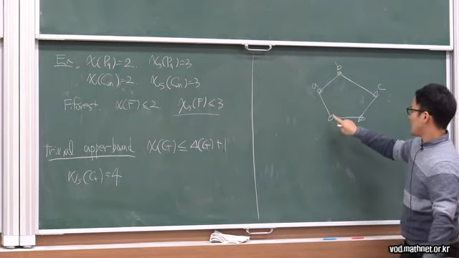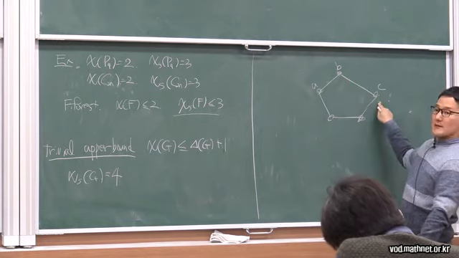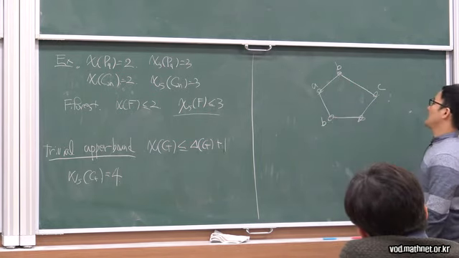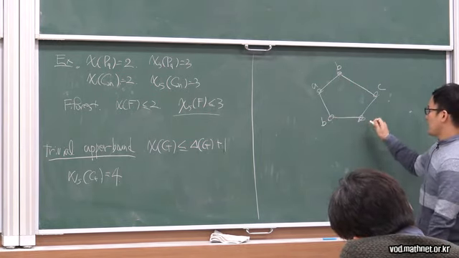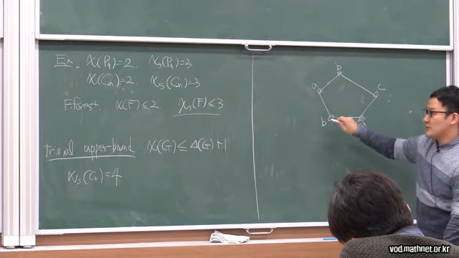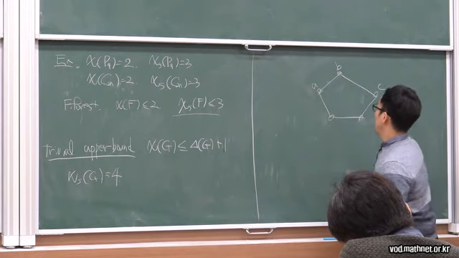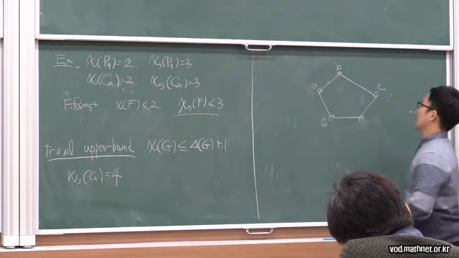And now in this vertex, you can use either B or C. If you use B, then this vertex must be A. Then these 4 vertices induce a bicolored P4. So it must be C.